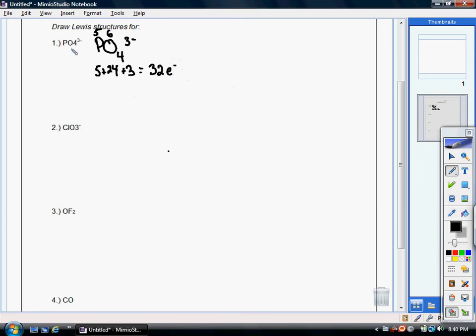Alright, now when we're setting this up, there's a couple common rules. Oxygen is very rarely a central atom. Carbon is always a central atom if it's there, and hydrogen is never a central atom either. So oxygen and hydrogen are never central atoms, carbon always is. In this case we have phosphorus with oxygen, so we're going to start with phosphorus because oxygen is never a central atom. Now, a good way to do this, and this is not necessarily the correct way when you go to chemistry, but for this class I want you to be able to at least set these up so that you can get everything to fulfill the octet rule.